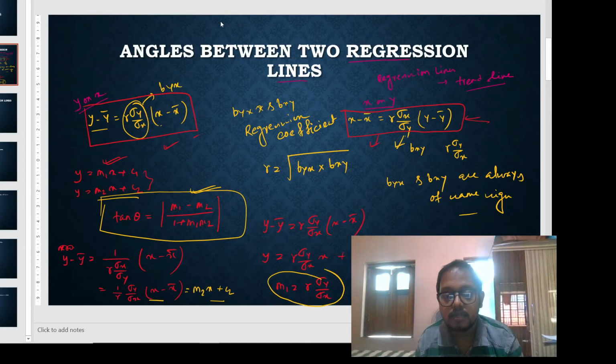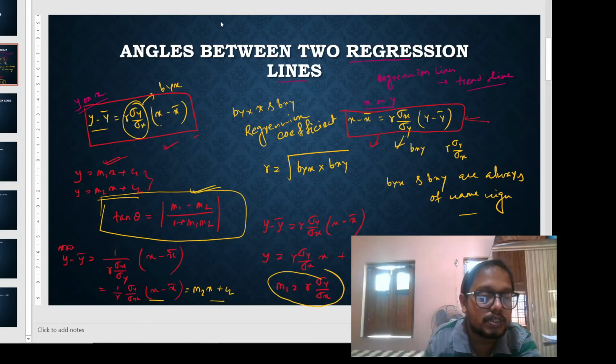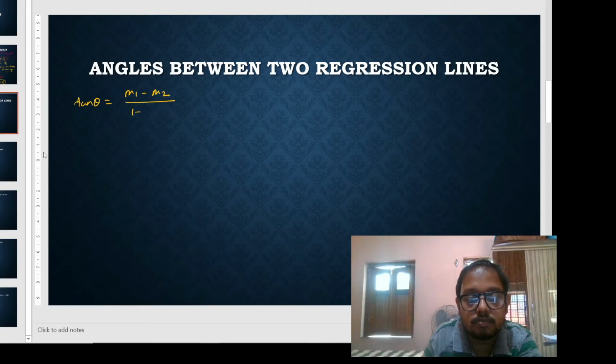So here what we get is that m1 is equal to r sigma y by sigma x and m2 is equal to 1 by r, sigma y by sigma x. So let's see how we can find the angle between two regression lines. Now see here, tan theta is equal to m1 minus m2 by 1 plus m1 m2. So what is the value of m1?